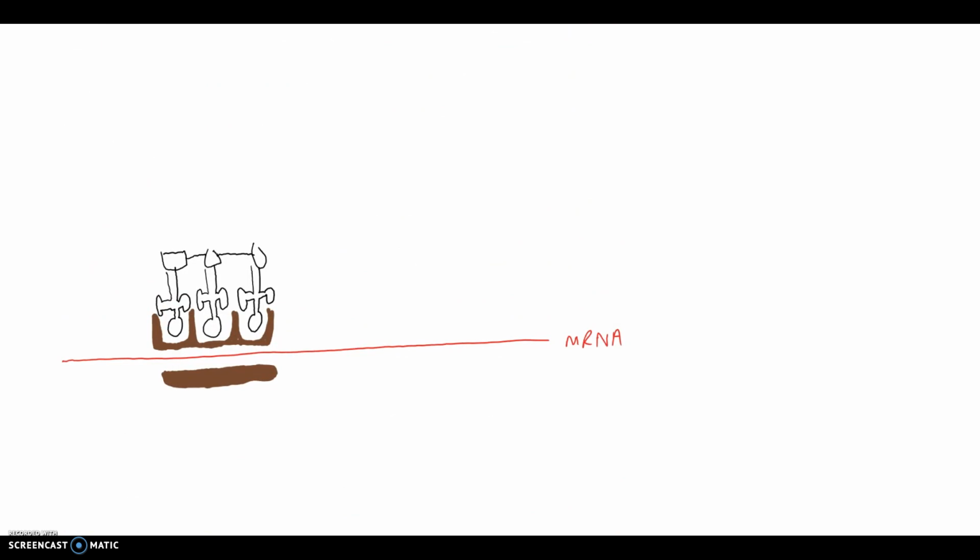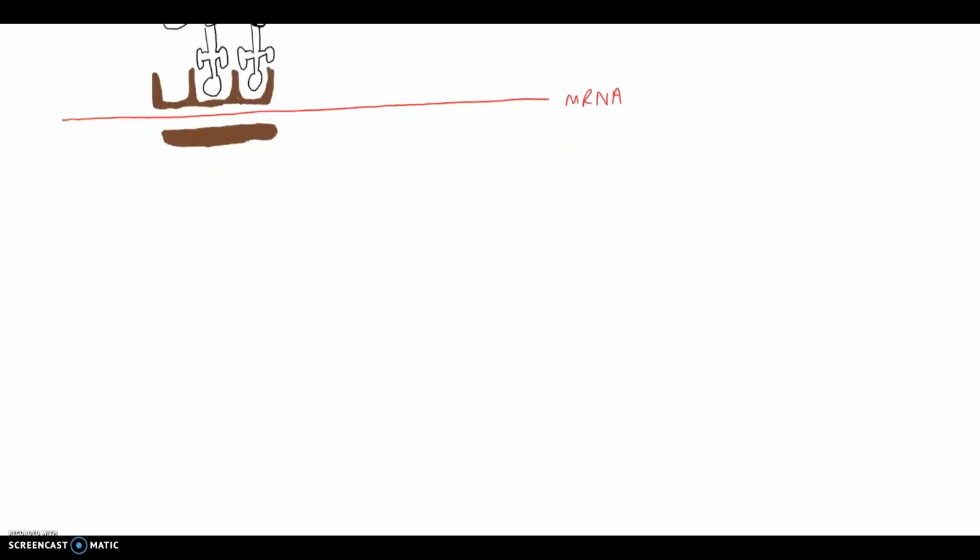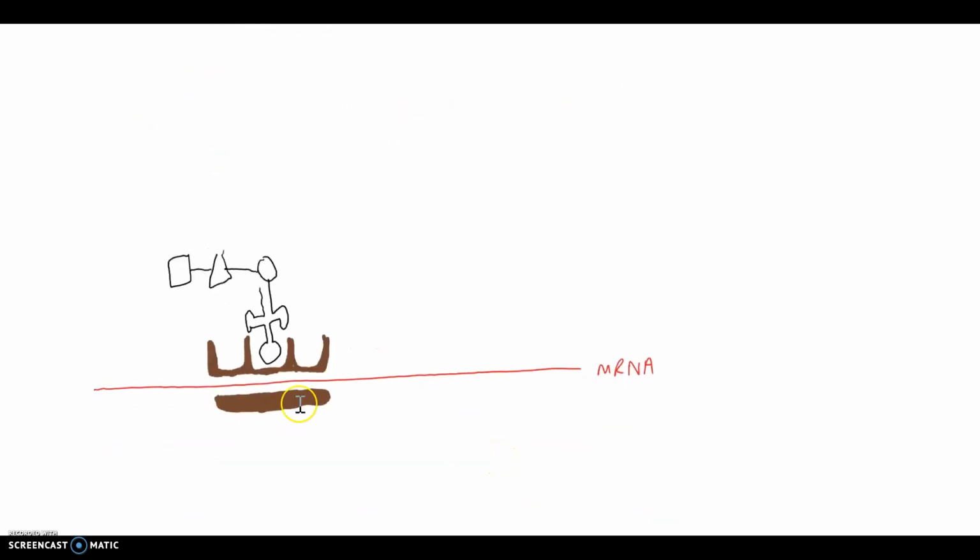So now we have a new tRNA in the A site, one in the P site, and one in the E site. Now the one in the E site will drop off, and then all of these will be able to shunt over one more time in this process that is called translocation. So you will then end up with this growing amino acid chain.